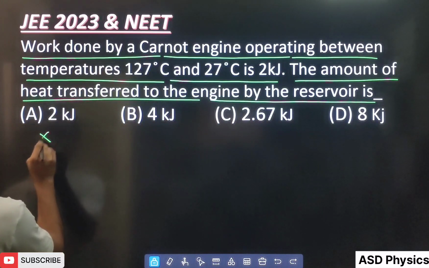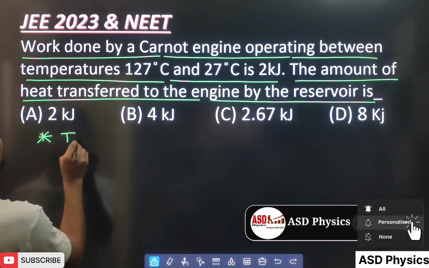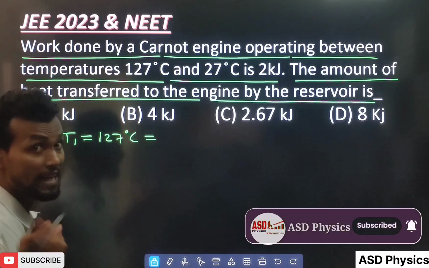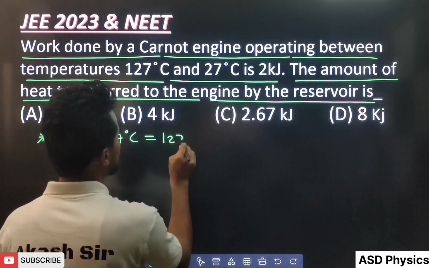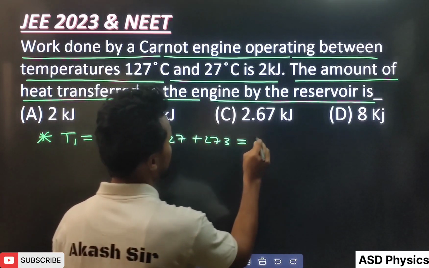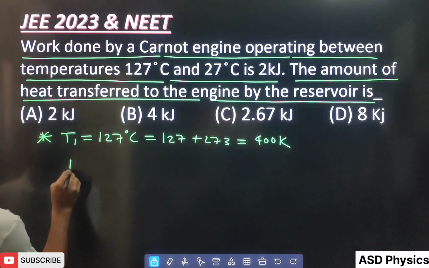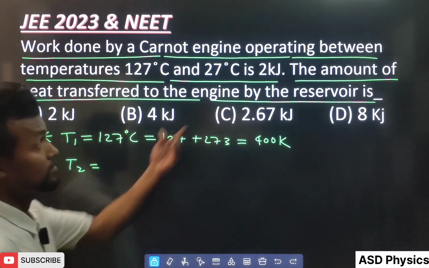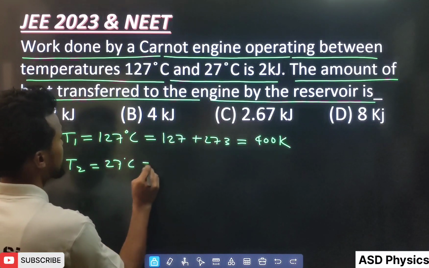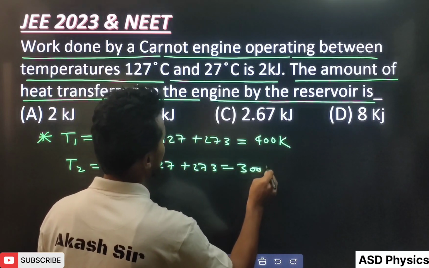Okay, so what I am going to do here, let's note down the data. The temperature of the source they have given here, how much? 127 degrees Celsius, add 273. So students, 127 plus 273, what will this become? I think it will become 400 Kelvin. Okay, after that, the temperature of the sink, the cold reservoir, how much is given, students? 27 degrees Celsius. Okay, so again kindly add the 273. So what will this become? It will become 300 Kelvin.